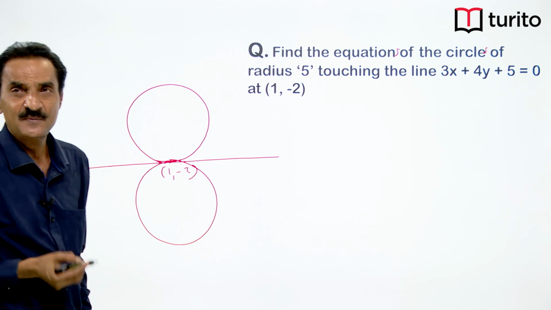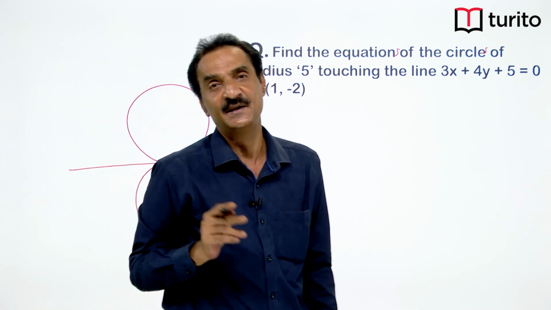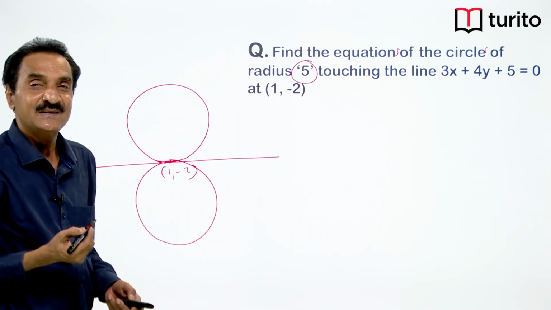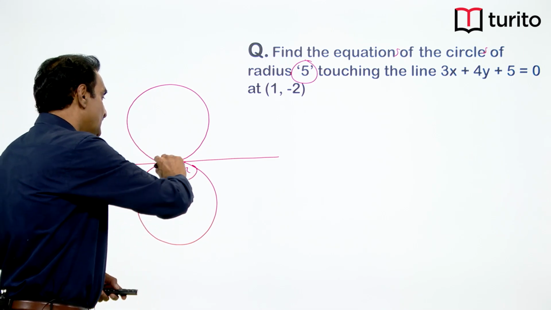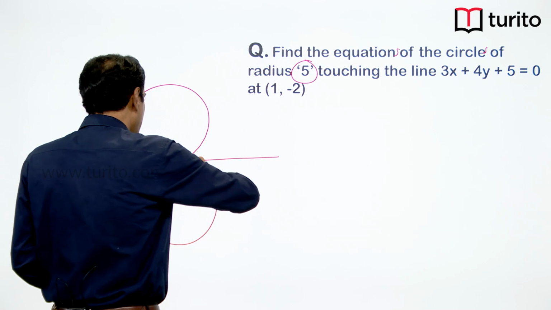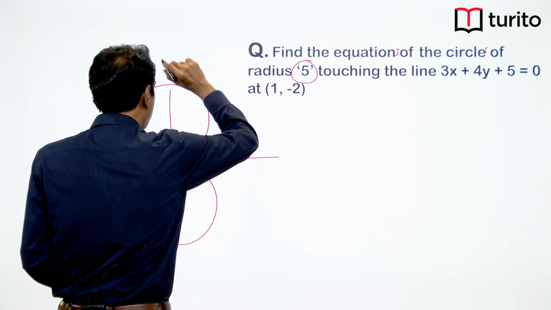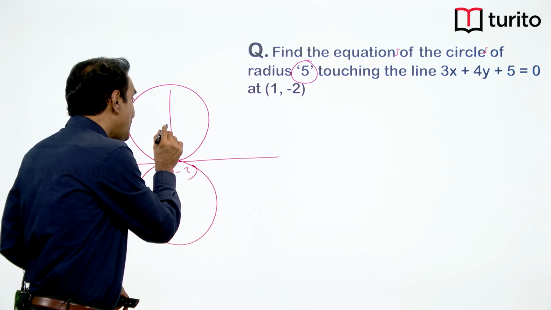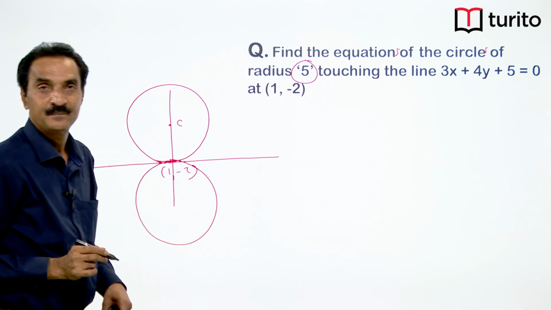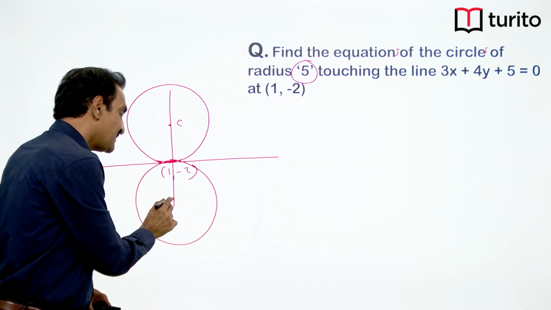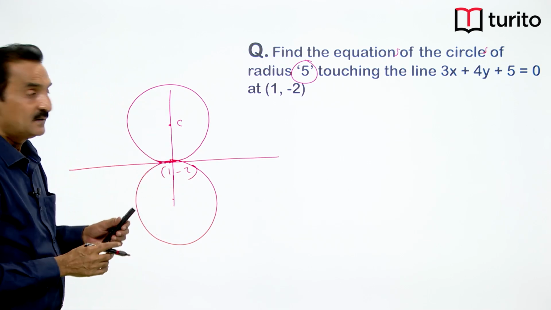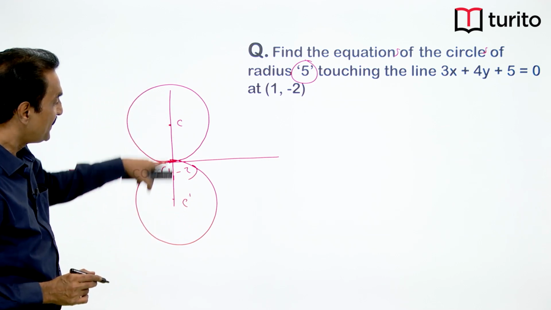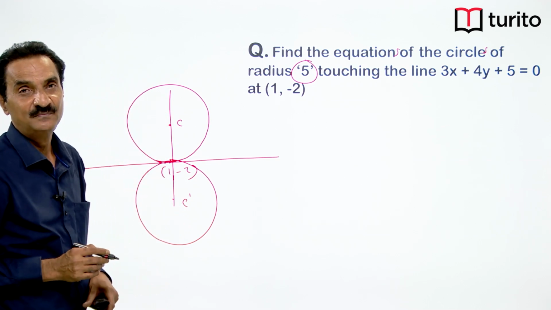For finding the equation of circle, we need two things, center and radius. Here radius is given, 5. What else we need? Center of the circle. At (1, minus 2), if you draw a line perpendicular to the given line, it must pass through the center. In the two possible positions, if the center of this circle is C, center of this circle is C dash, this perpendicular line passes through both C and C dash.